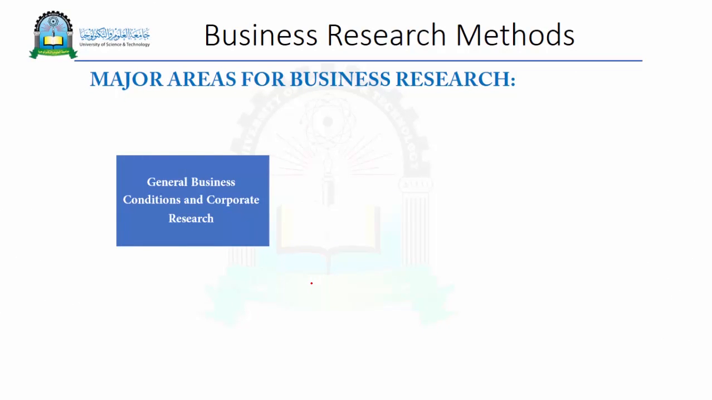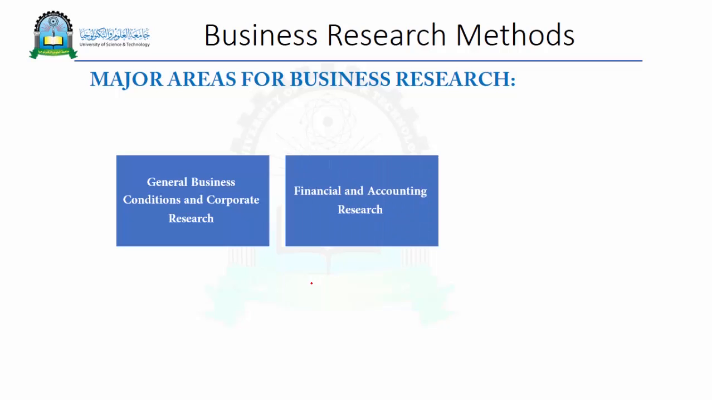We have major areas for business research. When we do business research, we are doing the research on the major areas of business, which is also related to the major functions of the organization. When we talk about the functions of the organization, that means we are talking about 4 main functions and other supporting functions. The main functions are marketing, human resource management, financial management, and operation, or production and operation management.